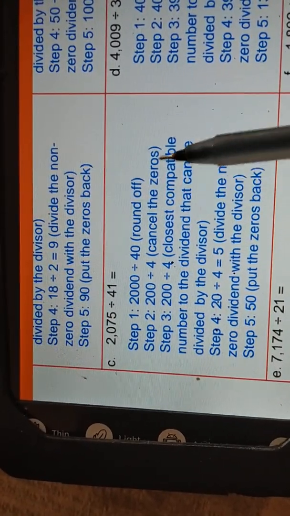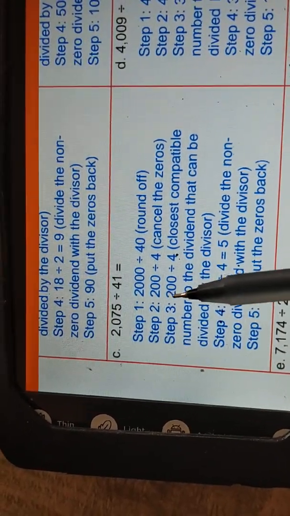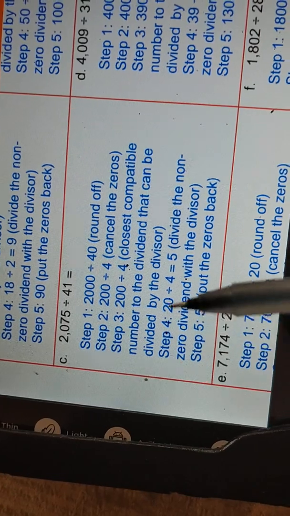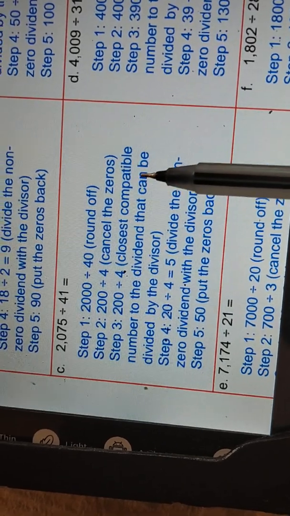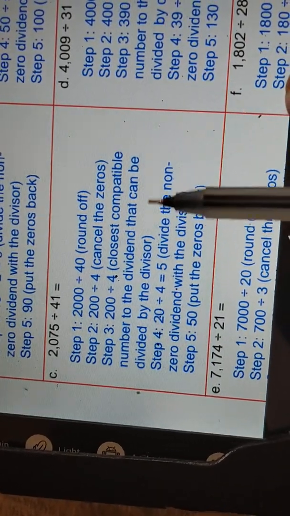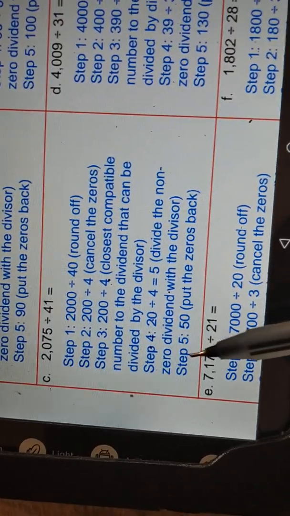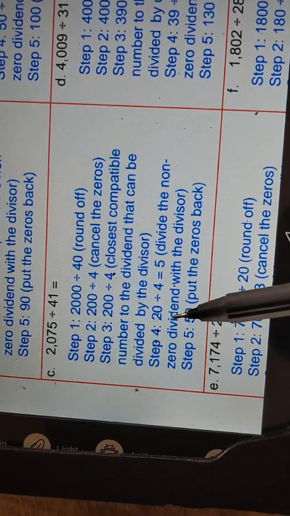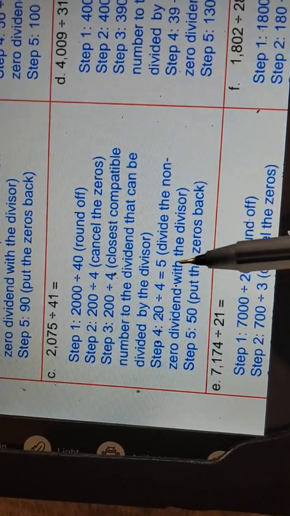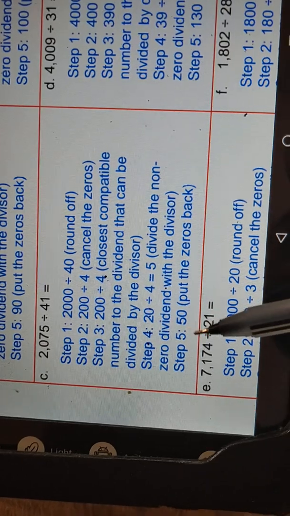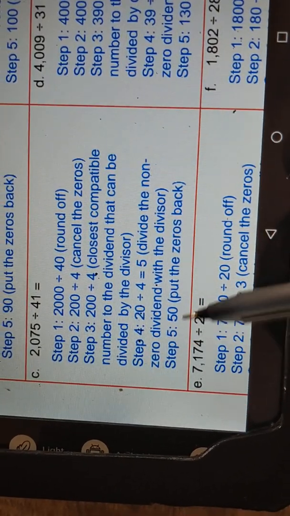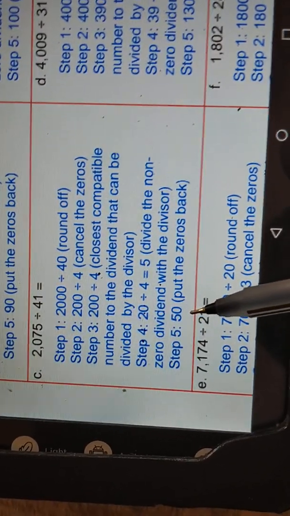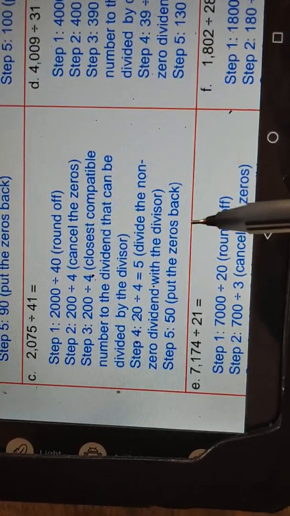So we have to write here, cancel the 0. We have to cancel 1 zero. So 200 divided by 4 is there. Then step number 3 is the 200 divided by 4, closest compatible numbers to divide that can be divided by the divisor. Then in step number 4 we have to write like that 20 divided by 4. So answer should be 5. So divide the non-zero with the divisor. Divide को हमें divisor के साथ divide करना है. Then step number 5 we have to put 0 again. So answer should be 50. Put the 0 back. So students, this one is the question number 3rd one.